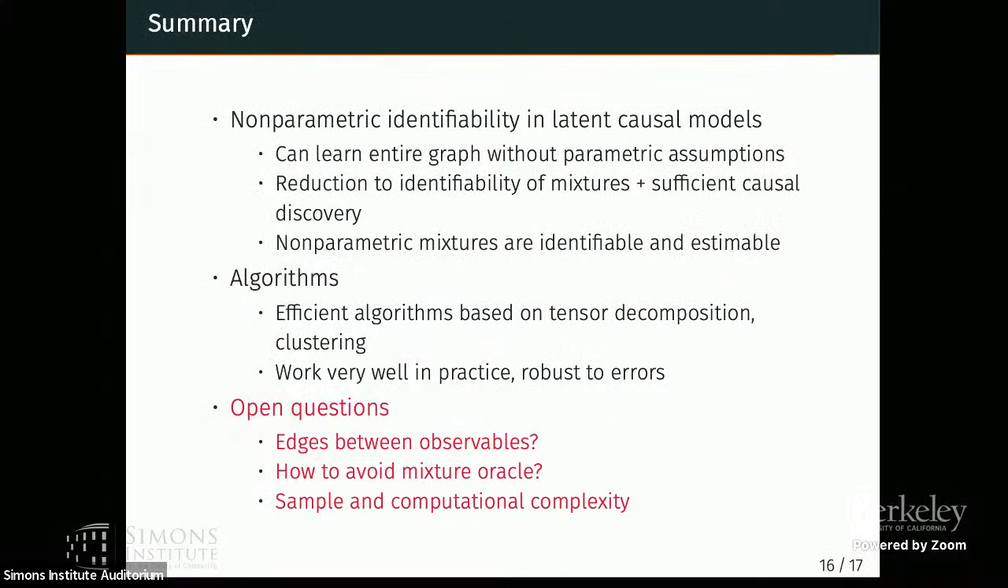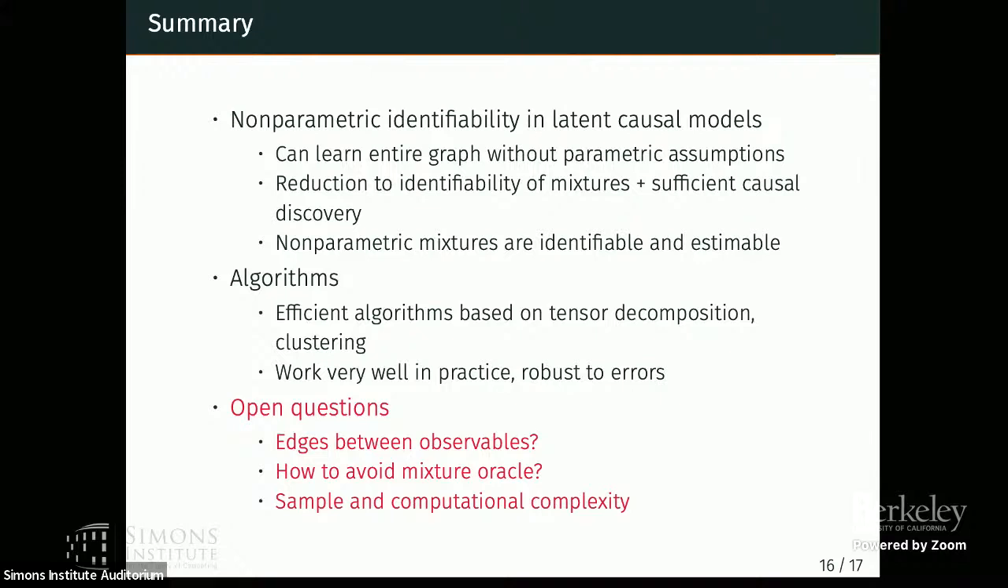Okay, any other questions? All right, let me wrap up real quick. We talked about non-parametric identifiability in latent causal models. The two takeaway messages are this reduction to two well-studied problems of causal discovery and mixture models, and the fact that what originally motivated this was trying to understand necessary and sufficient conditions for this problem. I think we made some good steps in that direction, but there still remain many open questions regarding the necessary and sufficient conditions here.